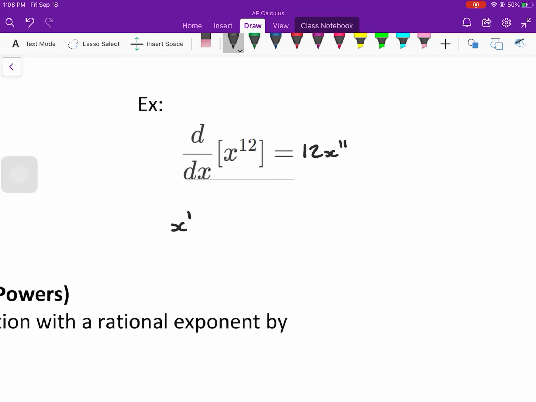I do want to talk about what if there was x to the 1? If you take the derivative of this, you bring down the 1, take away 1 is 0, and x to the 0 is just 1. So that just leaves you with 1. The x goes away, basically.